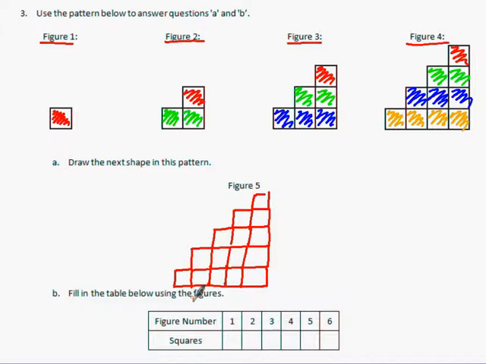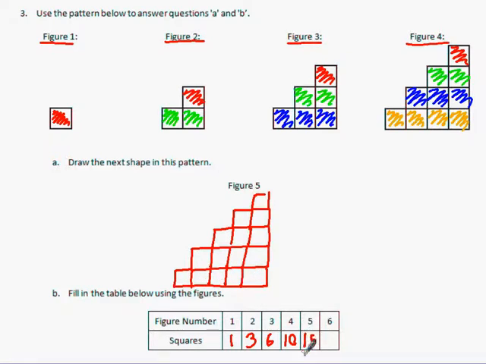Now, fill in the table below using the figures. Figure number 1 has how many squares? 1. Figure number 2 has how many squares? 3. Figure number 3 has 1, 2, 3, 4, 5, 6. Figure number 4 has 1, 2, 3, 4, 5, 6, 7, 8, 9, 10. Figure number 5 we just made has 1, 2, 3, 4, 5, 6, 7, 8, 9, 10, 11, 12, 13, 14, 15.